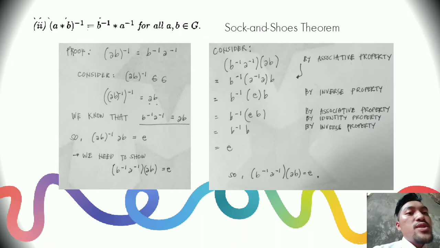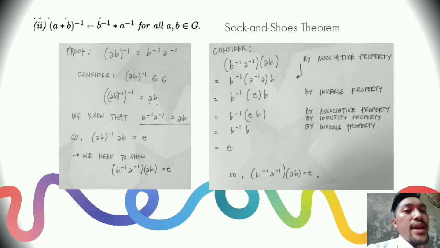Consider B inverse times A inverse times AB. By using the associative property, we get A inverse times A, times identity. We could see that A inverse and A have the inverse property, and by multiplying A inverse and A, we will have the identity.